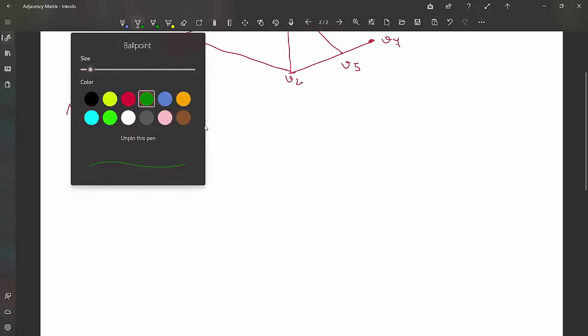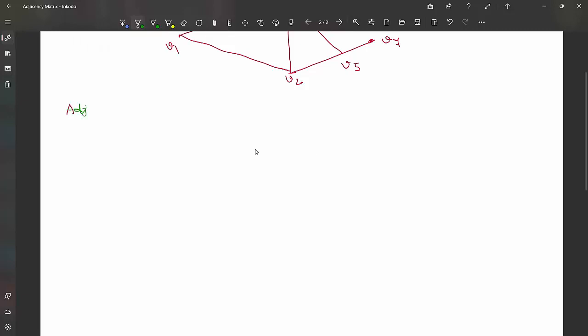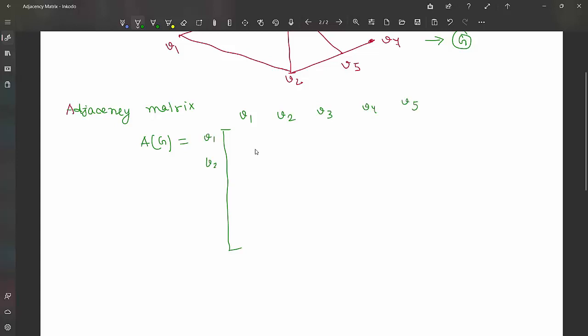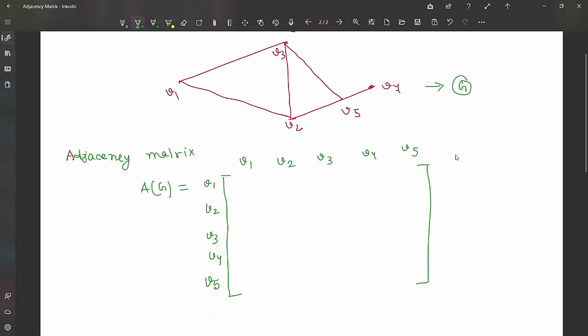So here the adjacency matrix, if this graph is denoted simply by G, then the adjacency matrix A_G is equal to, so just write down the vertices v1, v2, v3, v4 and v5, and here also v1, v2, v3, v4 and v5. Now just put the ones and the zeros from the graph.